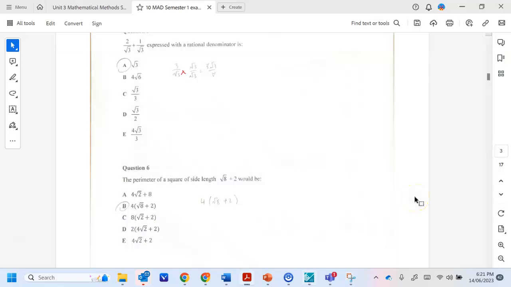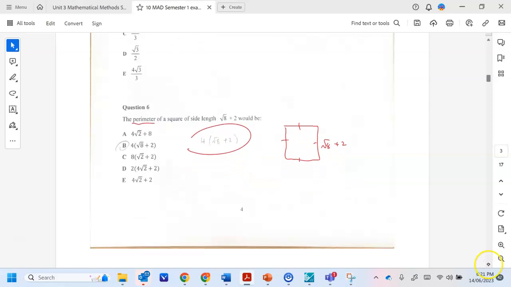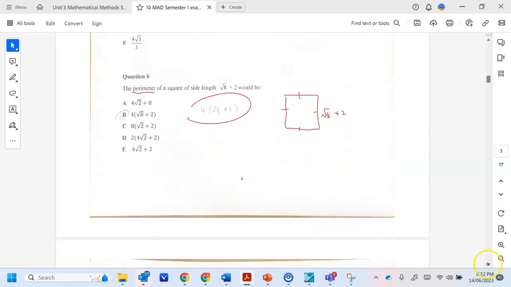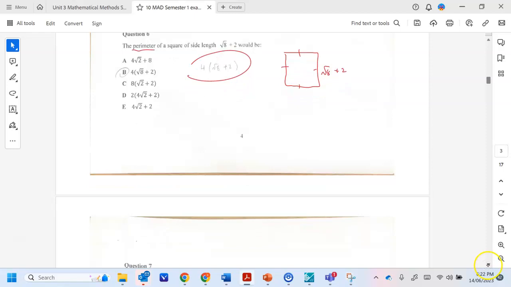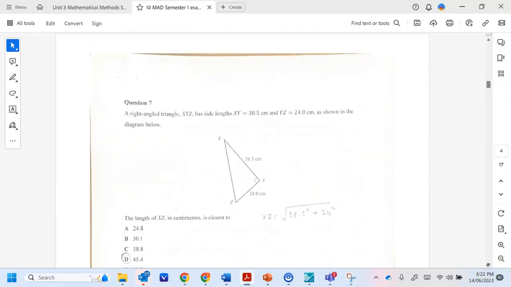Okay, moving along. The perimeter of a square, so this is actually not that difficult. Perimeter means the outside of the shape, so there's our shape, and we've got 4 sides. And each side is the square root of 8 plus 2, so we've got 4 of them. So there it is, and you can see it's already in that form. We don't have to actually do anything to it. You can plug it into your calculator, but your calculator is going to simplify it for you, so probably best to see it in its unsimplified form.